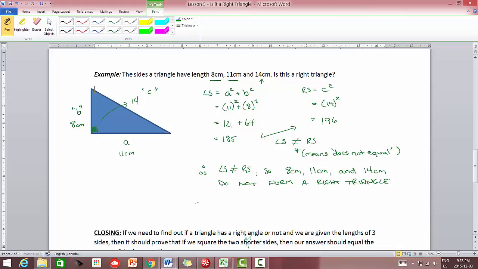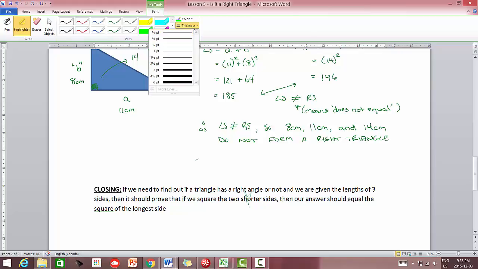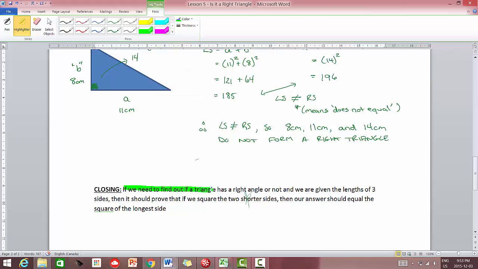Okay, so that's how you complete each one of those, an example of when it equals and when it doesn't equal. And just to finish off, a final statement. Have our highlighter out. If we need to find out if a triangle has a right angle or not, and we're given the lengths of 3 sides, then we should prove that if we square the 2 shorter sides, our answer should equal the square of the longer side. If it doesn't, then it's not a right triangle.